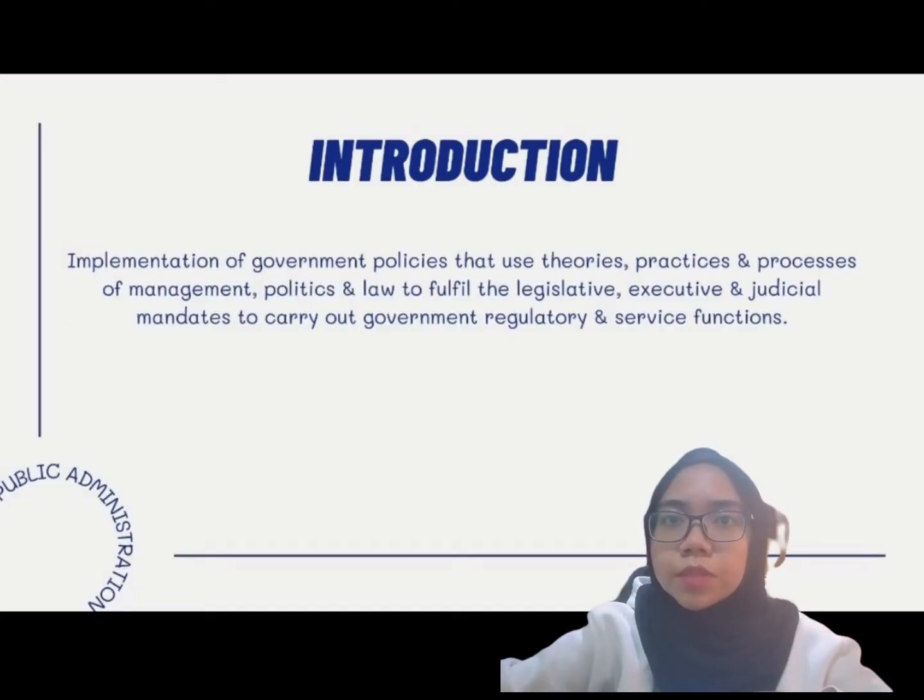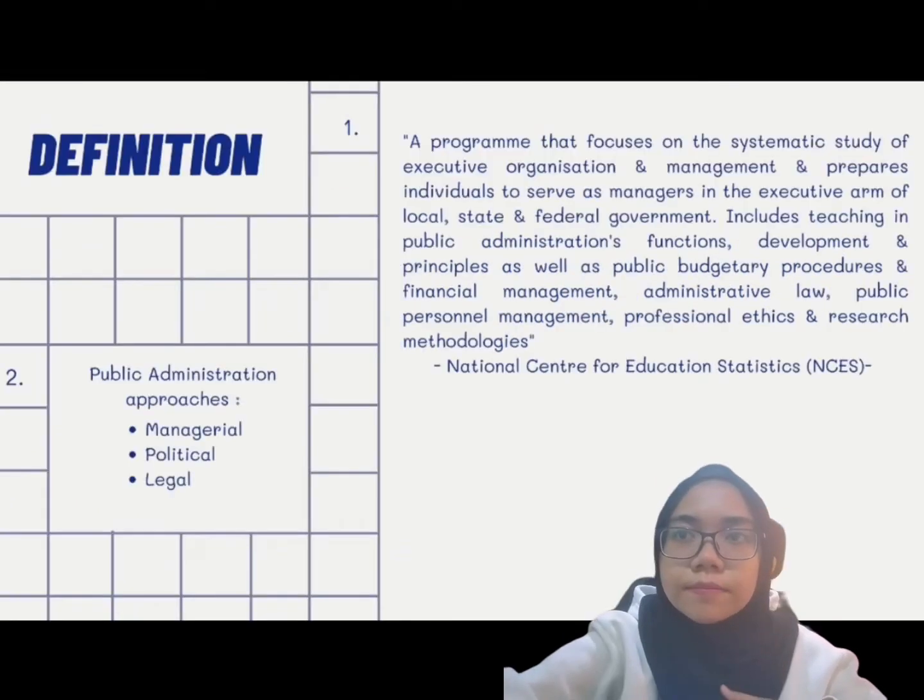Today our group will be presenting to all of you about our topic, which is public administration. So firstly, we move into the introduction of public administration. Public administration is the implementation of government policies that use theories, practices and processes of management, politics and law to fulfill the legislative, executive and judicial mandates to carry out government regulatory and service functions.